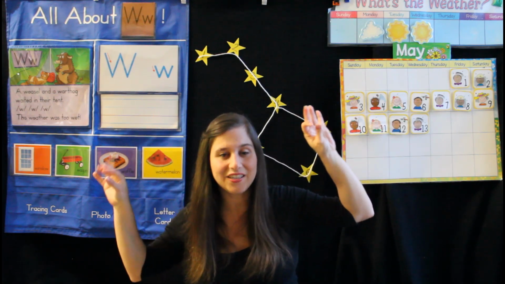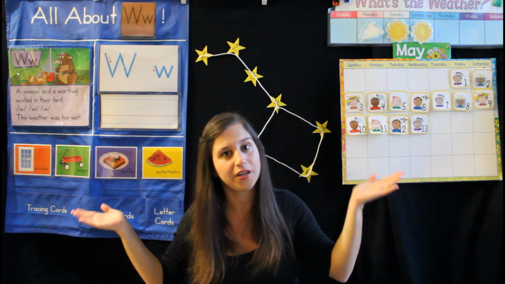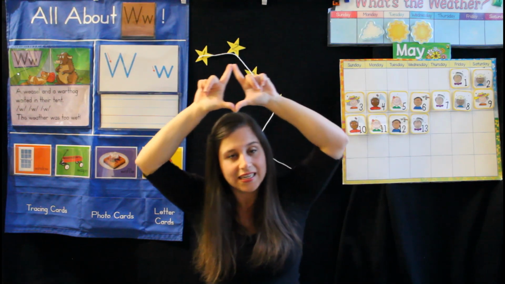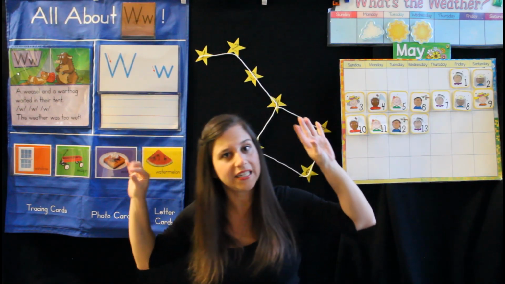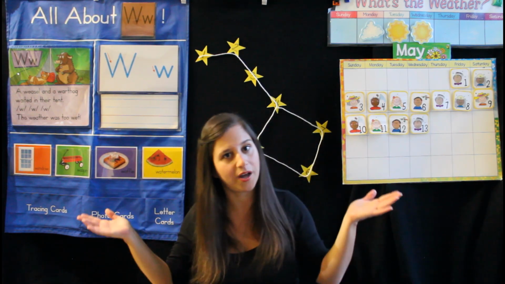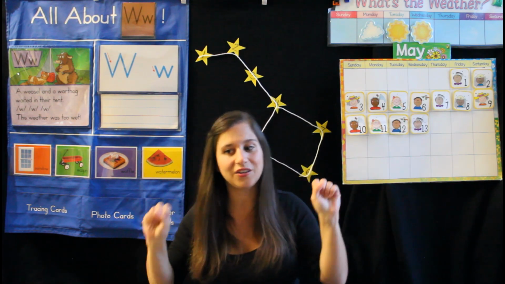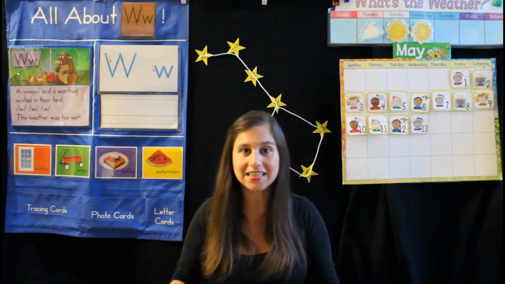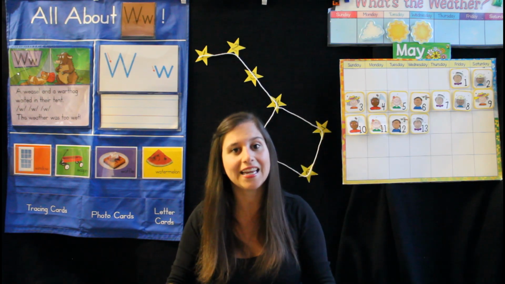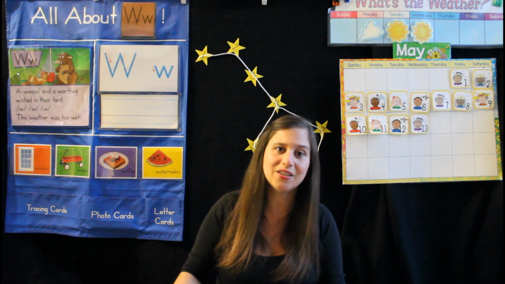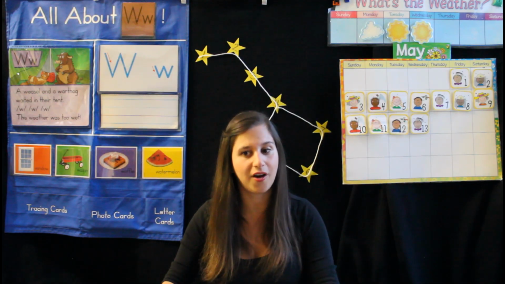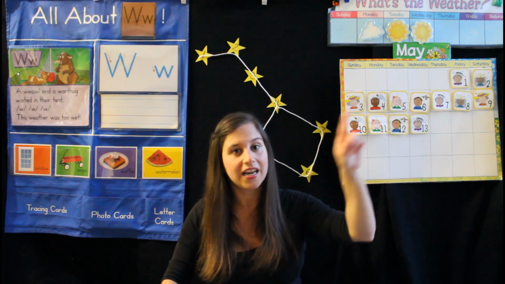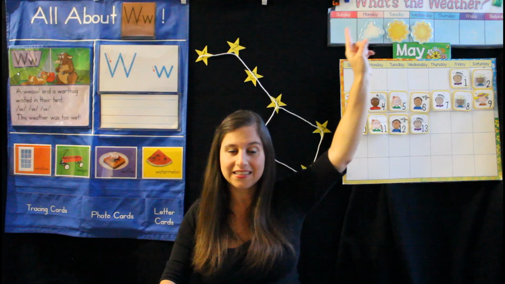Twinkle, twinkle, little star, how I wonder what you are. Up above the world so high, like a diamond in the sky. Twinkle, twinkle, little star, make a picture from afar. Constellation is the name. Connect the stars just like a game. Constellation, constellation, they are pictures in the sky. Connect the stars to make a picture in the night sky up so high.